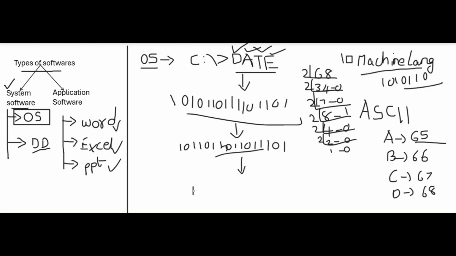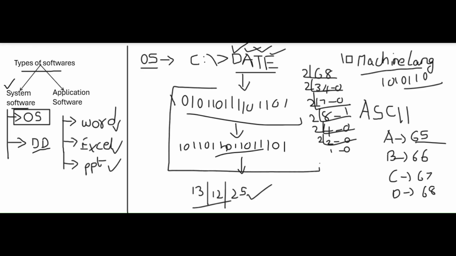For example, today's date is 13th December 2025. It will be converted into human readable language. You can simply read this date. Now you can understand this date. But who is taking this pain for us? Who is taking the pain of converting these into machine language and back?